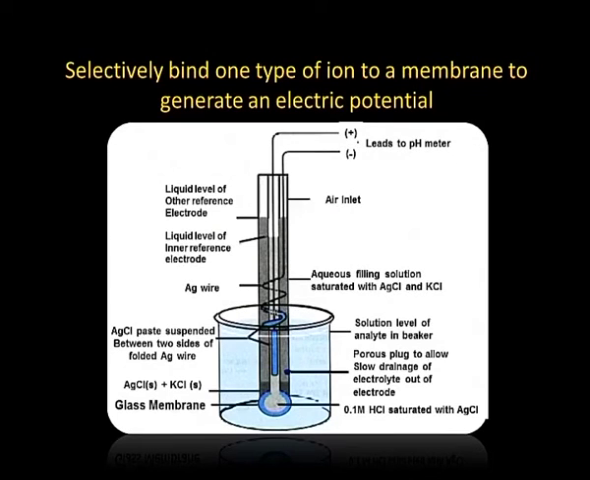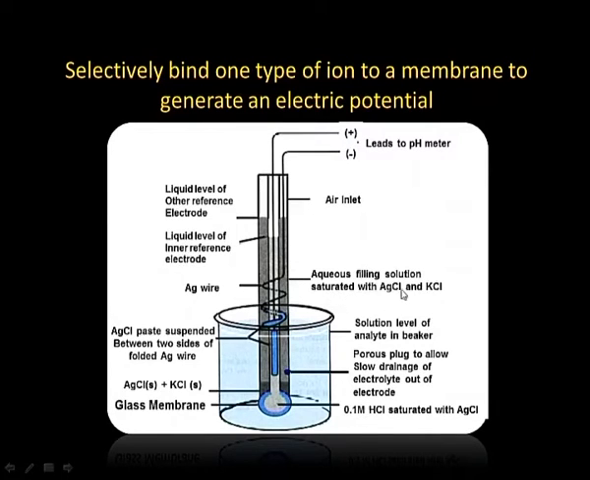In this case, we can see we have a glass tube here, at the bottom of which we have a glass membrane. Now, this is filled with silver chloride paste, which is suspended between the sides of folded silver wire. On the outside we have aqueous filling solution, which is usually saturated with silver chloride and KCl. In the inner tube, the liquid level of the inner reference electrode is present, whereas the liquid level of the other reference electrode is filled outside. The air inlet is provided and these are leads to the pH meter.